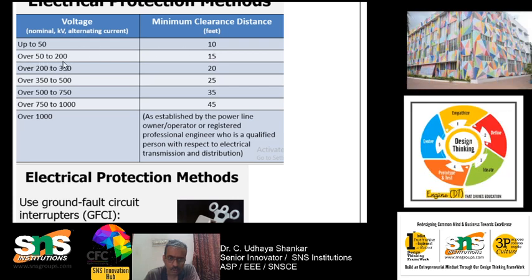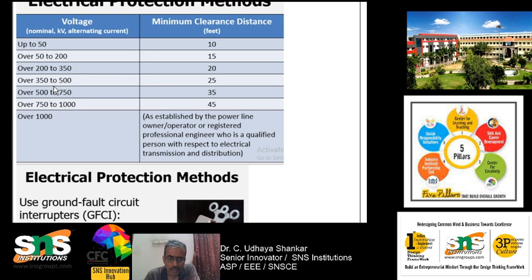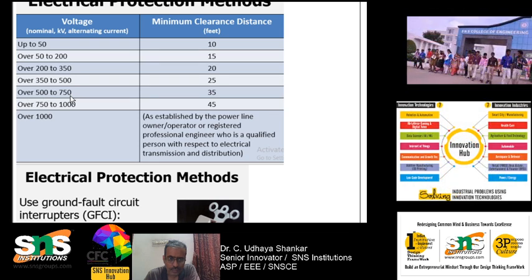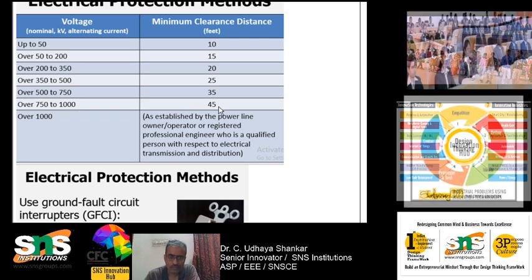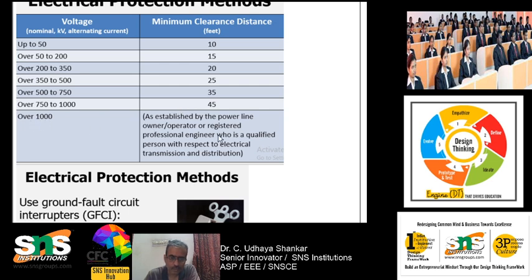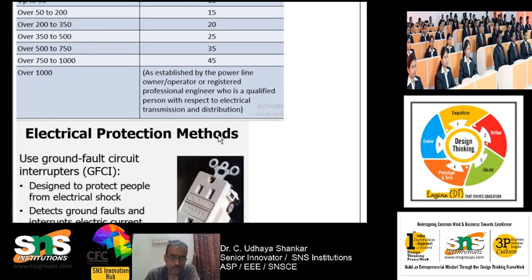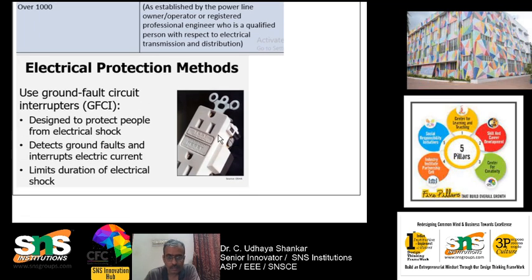Over 50 to 200 volts, 15 feet should be given. Over 200 to 350 volts, 20 feet. Over 350 to 500 volts, 25 feet. Over 500 to 750 volts, 35 feet. Over 750 to 1000 volts, 45 feet. Over 1000 volts, there are standards which have to be given by a registered professional engineer, a qualified person, strictly with respect to the transmission and distribution authorities.